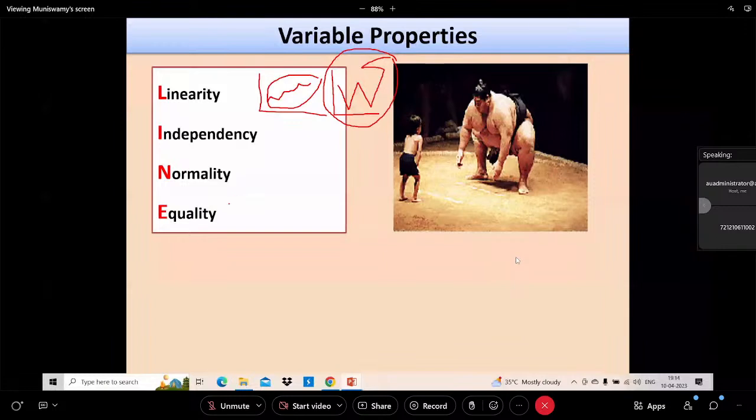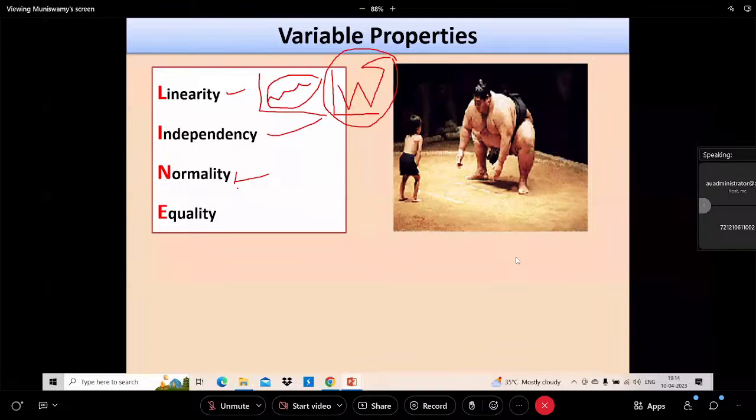Independency: the observations should be independent. If observations are dependent, some other statistical tools and techniques are applied. The data should have normality. If this property is violated, we apply different types of statistical tools. Equality of variances: if variances are not equal, we go for other statistical tools and techniques. So that's why the mean is the best to understand the characteristics.